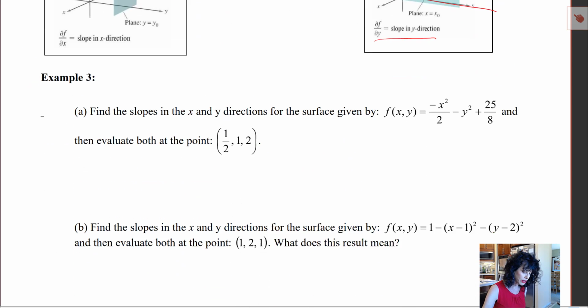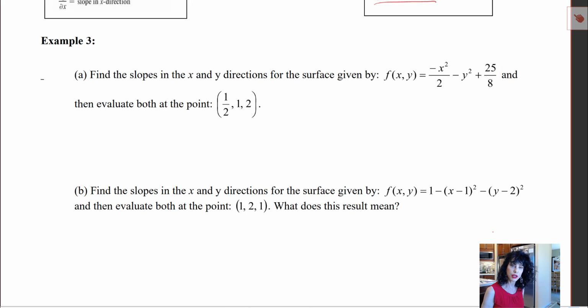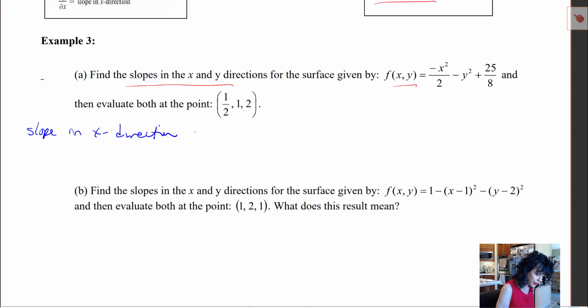So let's go ahead and quickly do this next example using this geometric idea of slopes in the positive x and positive y-axis directions. So take a look at this easy function of two variables, negative x squared over 2 minus y squared plus 25/8. We're going to evaluate both at the point. They want us to find the slopes in the x and y direction. That's just a fancy way of saying, go find the first partials. So the slope in the x direction is fx. So let's go ahead and take the partial of f with respect to x.